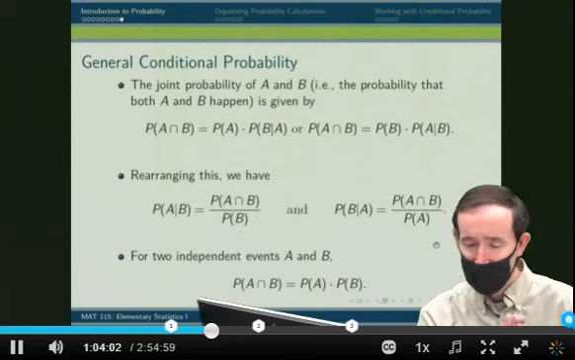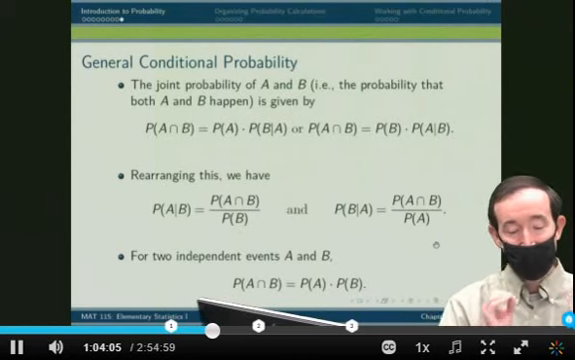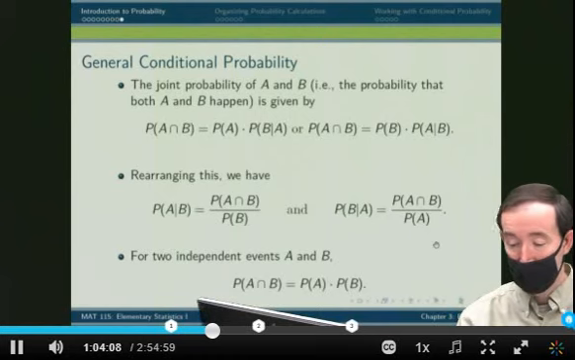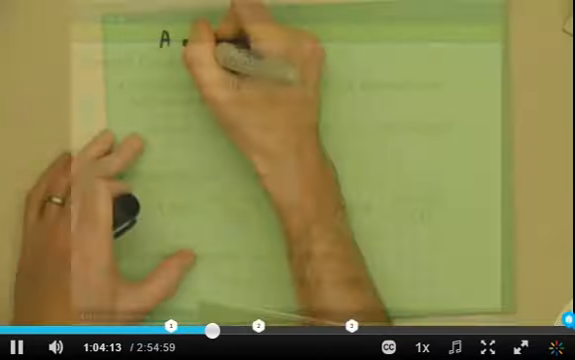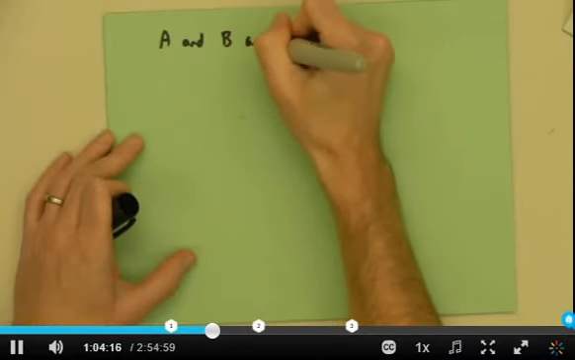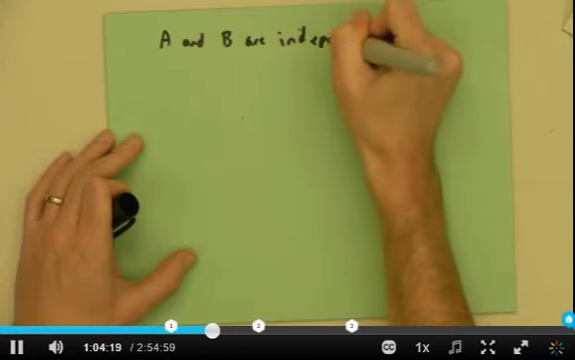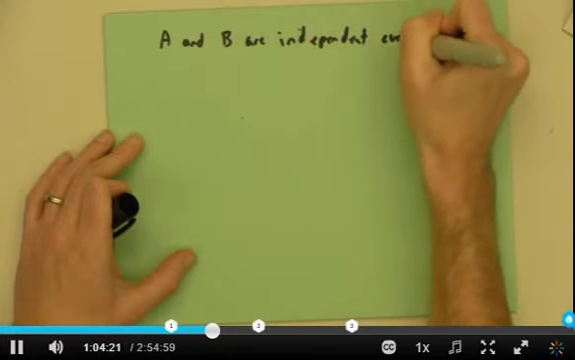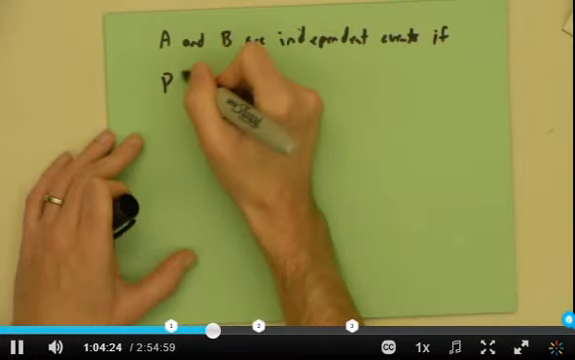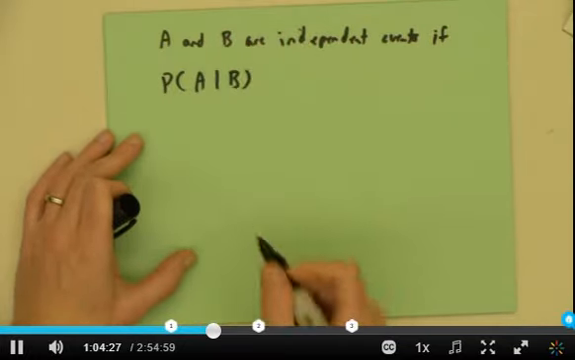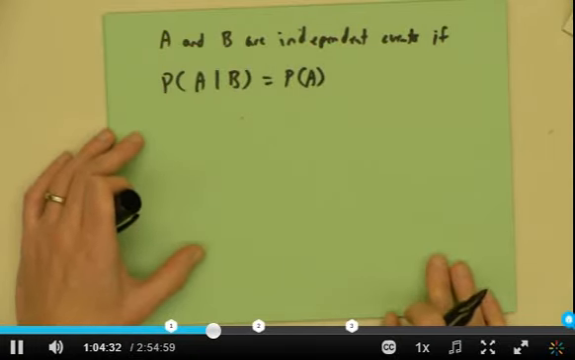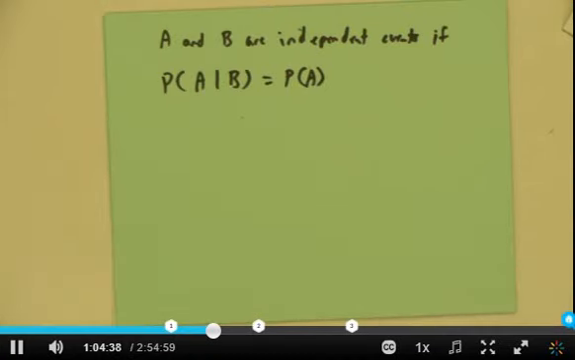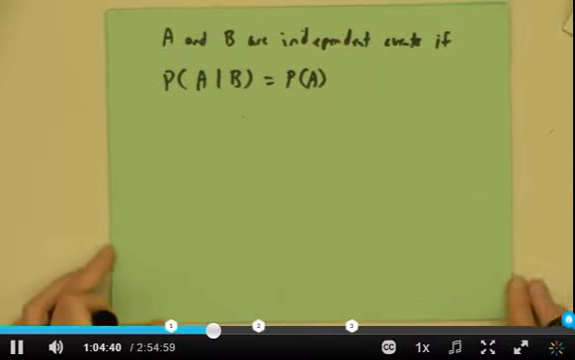I guess I didn't formally define independent yet. When I say that two events are independent, let's do it over here on the document cam. I'll write it down. A and B are independent events if the conditional probability of A given B is the same as the unconditional probability of A. Right? That means knowing whether B happened or not doesn't change anything about the probability of A. That's what it means to be independent.